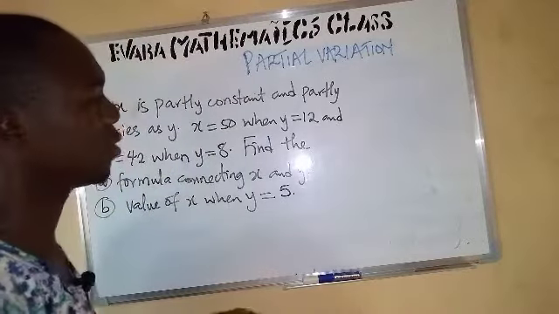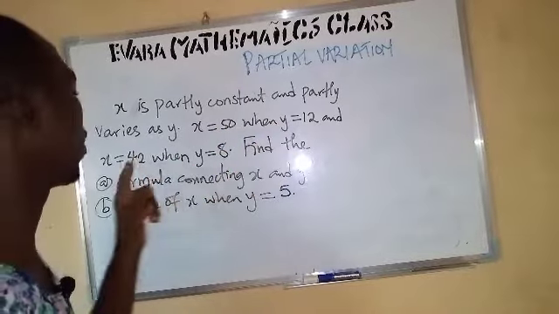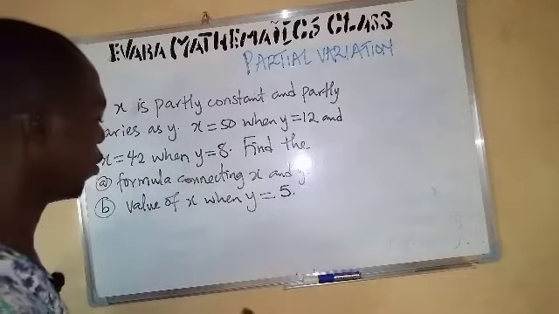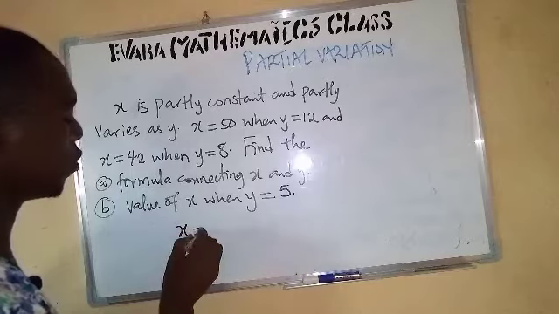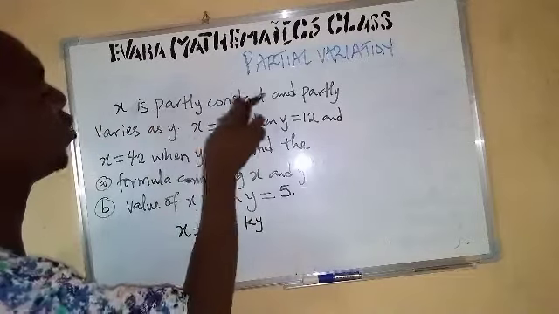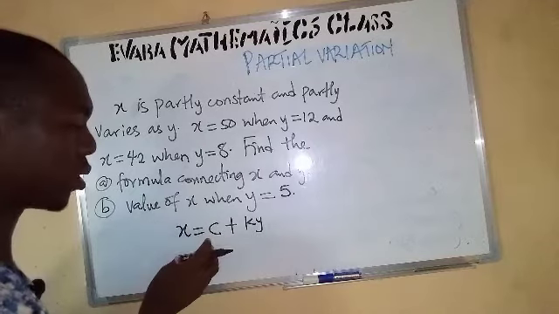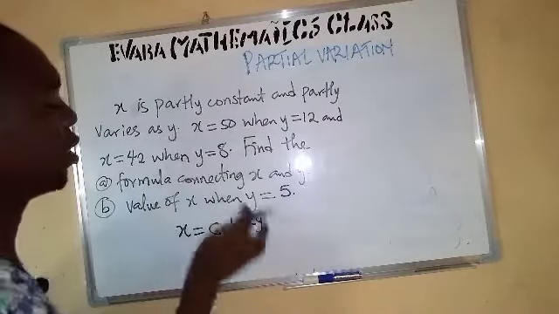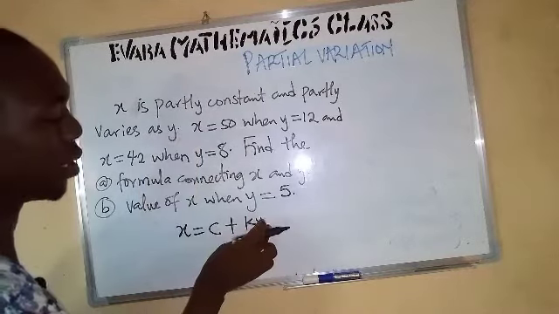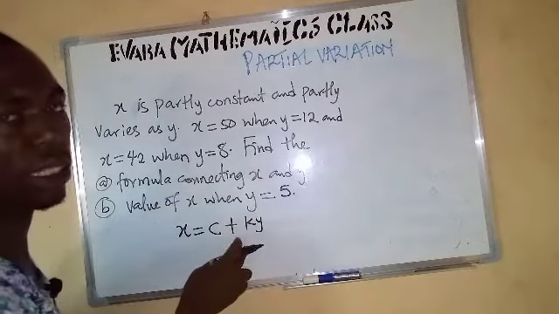Like I said earlier, in this case we can see that we have a value for x and a value for y, and another value for x, another one for y. So that means we are going to make use of two different constants. So we represent this as x equals c plus ky. Remember we say it is partly constant, so we use c to represent the first part of it. This c is a constant and partly varies as y. Then the other constant is the one that will be attached to the second quantity, which is y. If the question says partly varies inversely as y, here will be k over y.